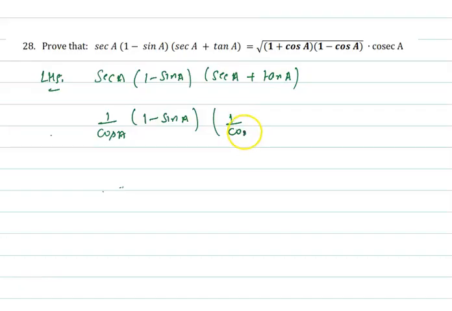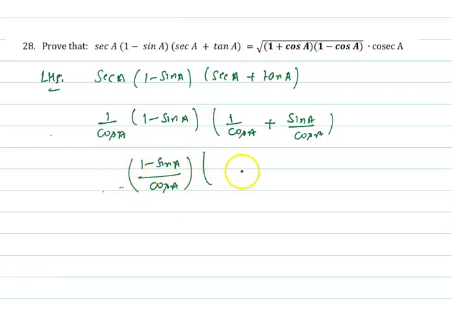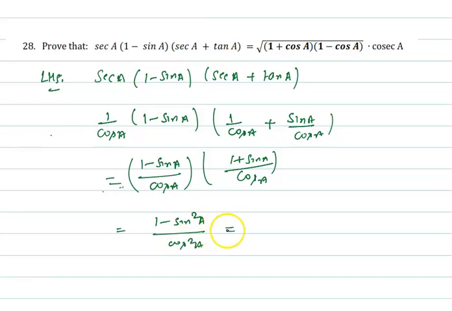Secant can be written again as 1 by cos A, plus sin A divided by cos A. I will take the LCM here, so it becomes 1 by cos A, and in the second bracket, taking LCM with cos A, we get 1 plus sin A. So if we simplify the LHS, in the numerator we get 1 minus sin square A, and in the denominator we get cos square A. So 1 minus sin square A is cos square A divided by cos square A. The answer will be equal to 1. So now we got the value of LHS as 1.